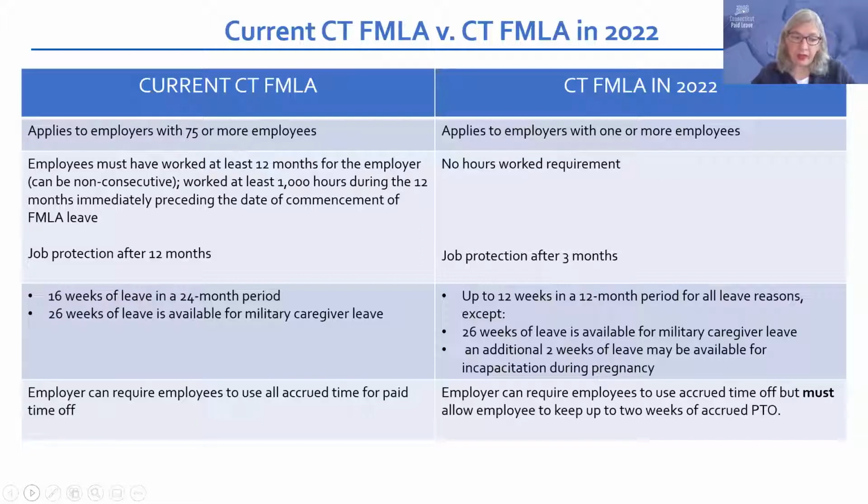Finally, as I mentioned, both federal and Connecticut FMLA have always said that the employer can adopt policies regarding use of PTO. And frankly, there was nothing to prevent an employer from saying that the employee had to exhaust all their PTO if they were out on leave. But in January, Connecticut FMLA says you can still require your employees to use their accrued time off, but you can't make them exhaust it. You have to allow them to hold on to at least 2 weeks of accrued PTO.